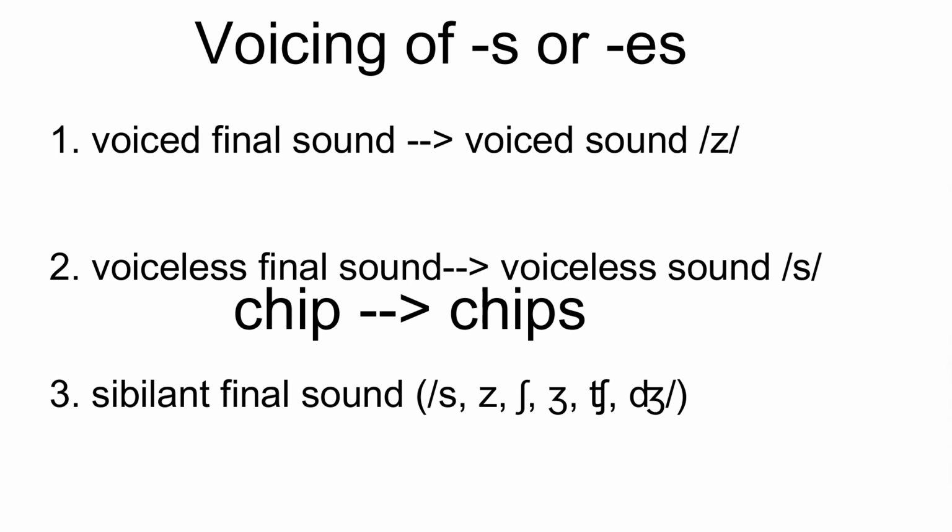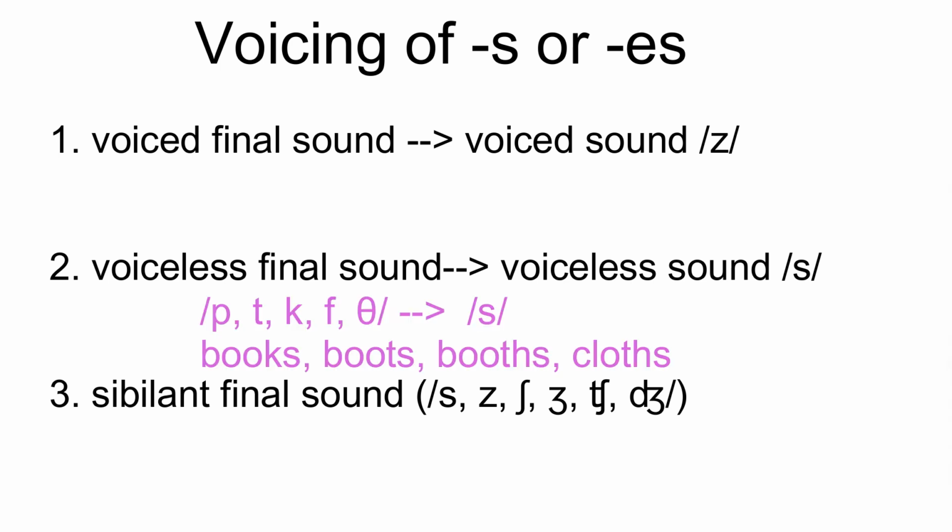When the last sound of the word has any of the following unvoiced consonants, p, t, k, f, th, the suffix s should sound s. For example, books, boots, cloths.